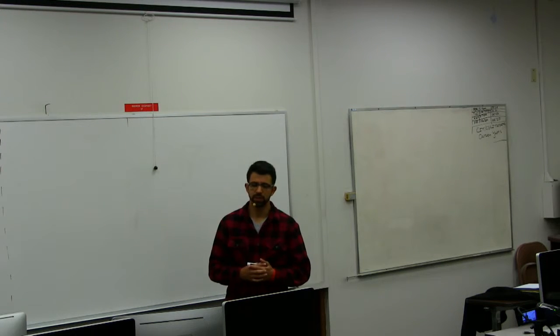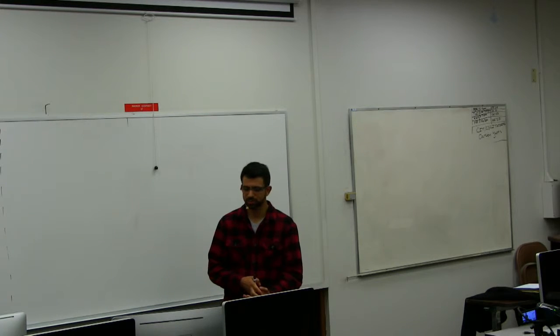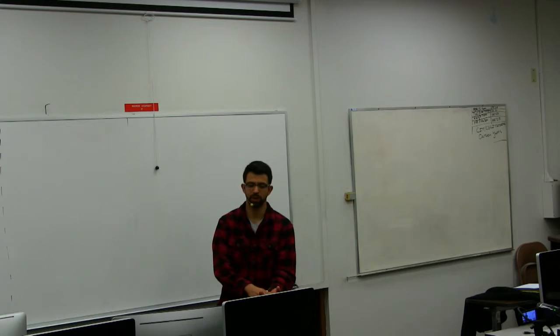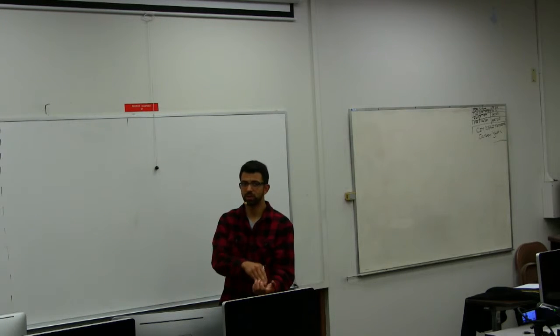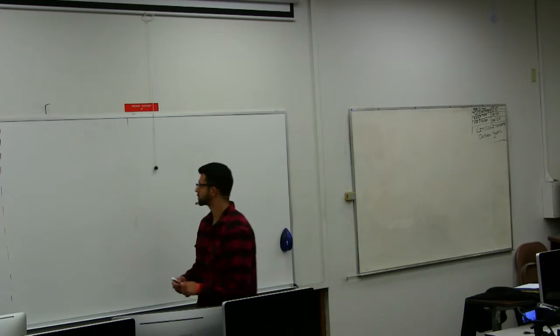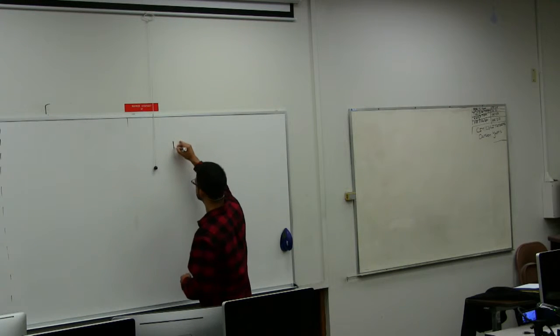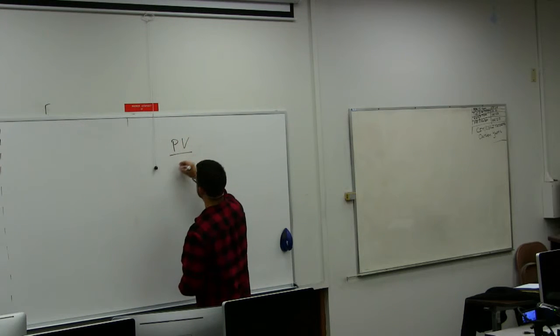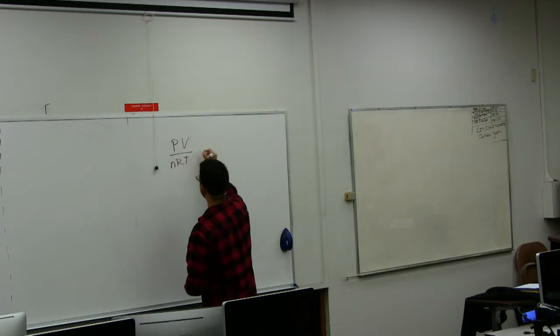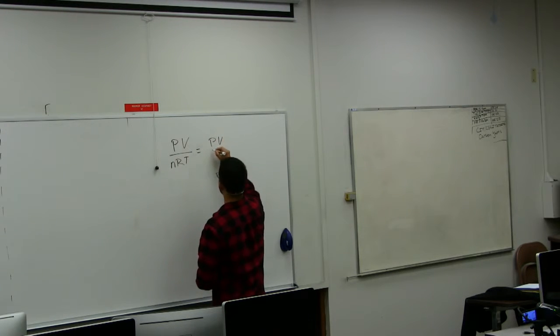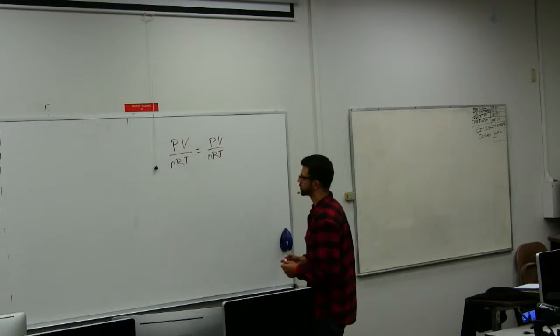And most students, when they ask a question on which equation should I use, they have to go through and try to remember, oh, I don't remember this equation, I don't remember this equation. Simple solution to that is always start with the combined gas law. Combined gas law, PV over nRT is equal to PV over nRT.